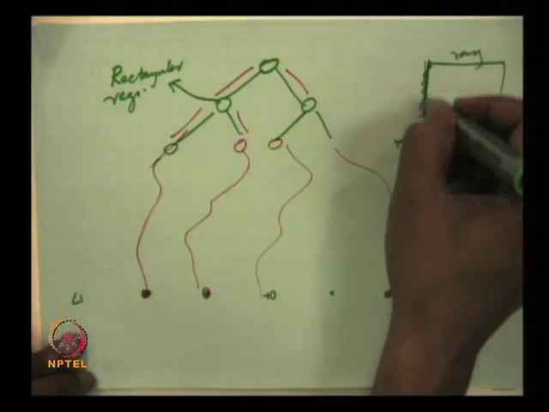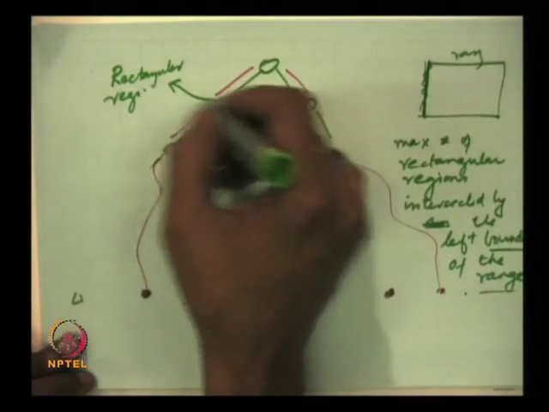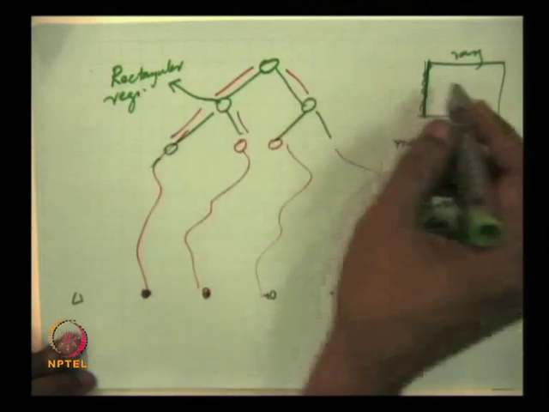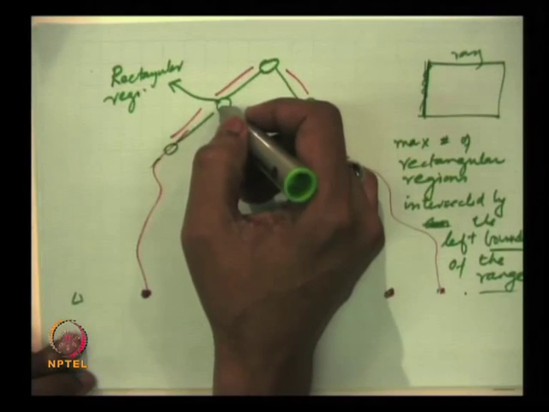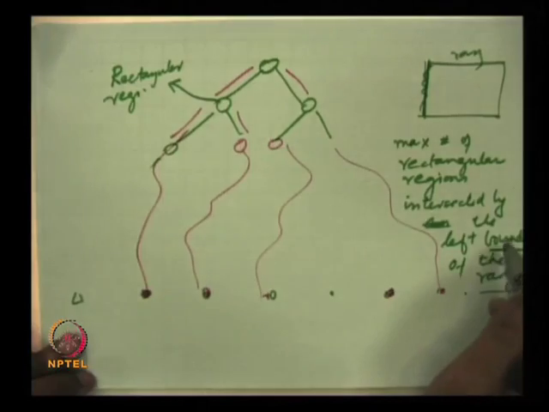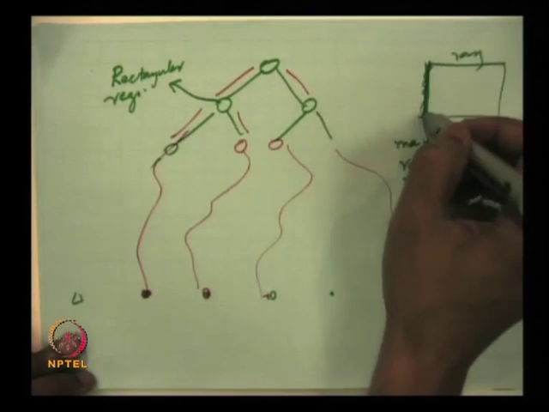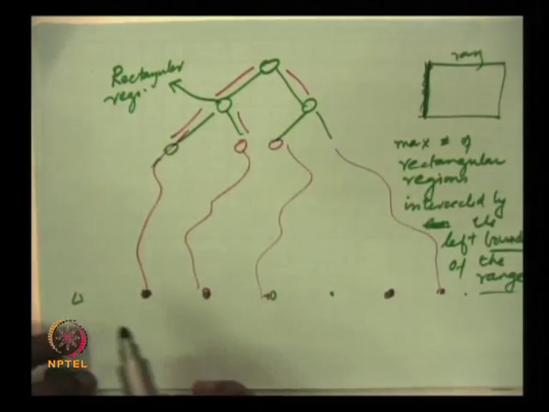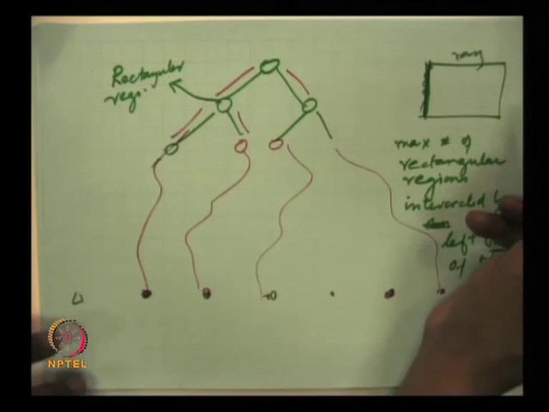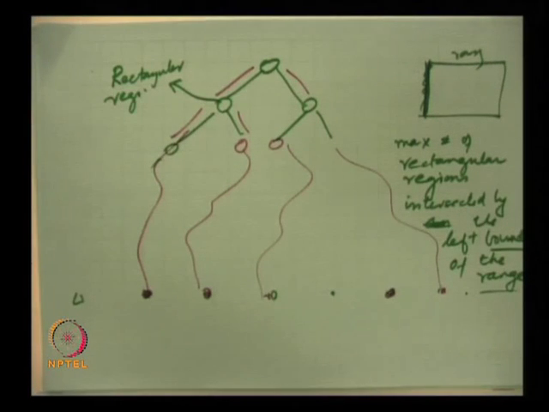So, I will find out how many of these rectangular regions, or in other words, how many of these nodes, this left edge can visit, and then I multiply that by 4, and that will give me the maximum number of nodes this rectangle can visit in the course of this search process.